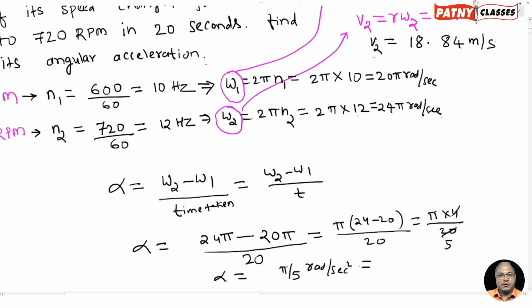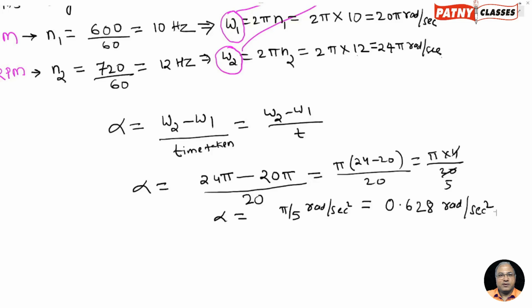This equals 0.628 radians per second squared. In this way, in rotational dynamics, we can easily calculate linear velocity, angular velocity, and angular acceleration.